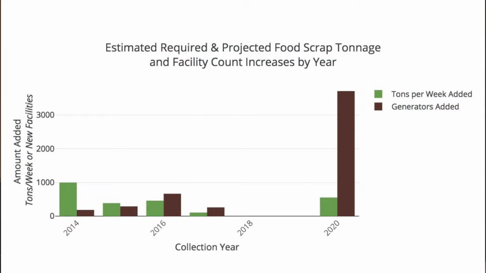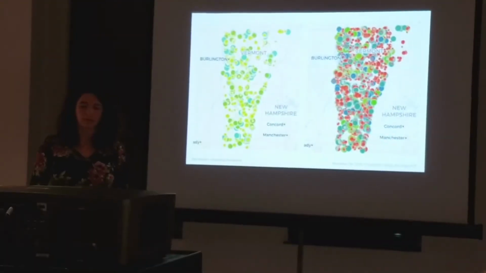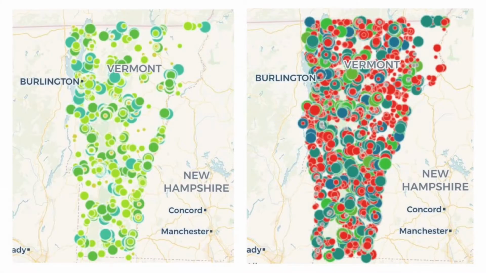And so that's up to 2017. When we add in 2020, we see that the whole chart skews a little bit, and our tons per week added is pretty small, but the number of generators that are going to be added by 2020 is pretty significant. And so going back into Carto, we have the same map that shows those food scrap generators that will be required by 2017, colored by the year, and then the red is the addition of all of those generators that will be required by 2020.